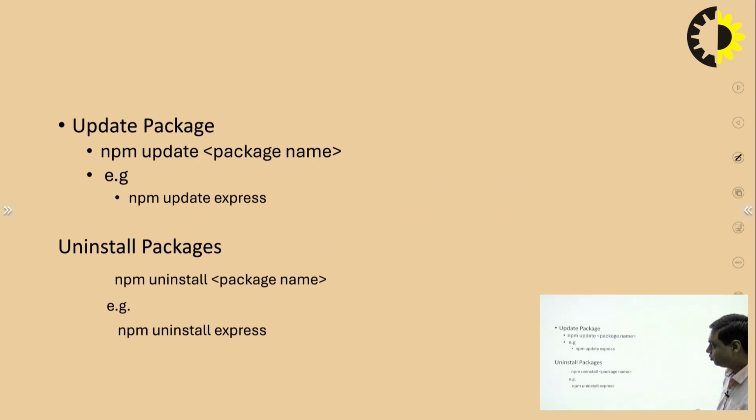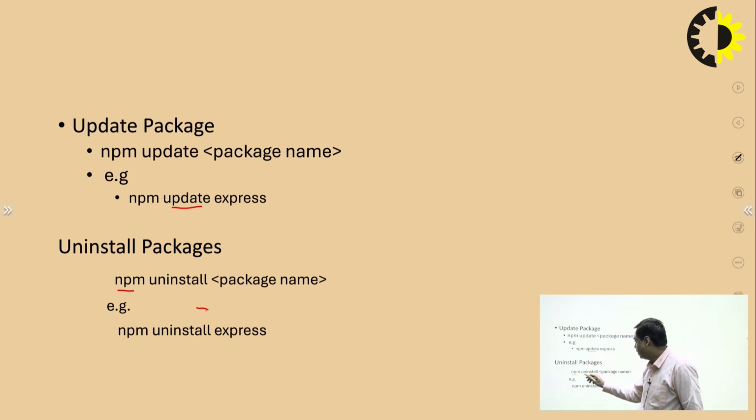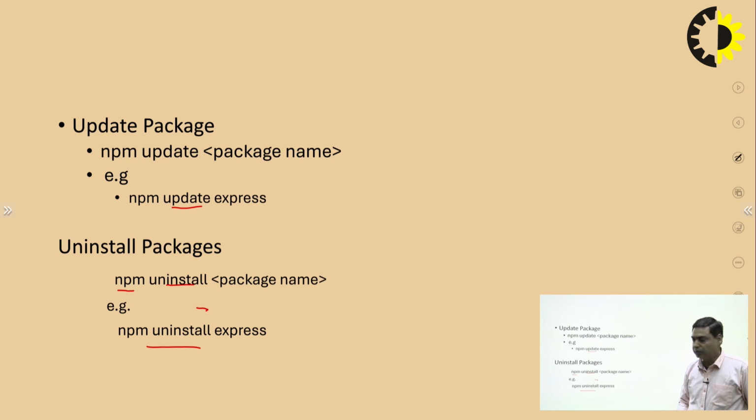Next, if you want to update a package which is already installed and you want the latest version of it, you will use the update keyword: write npm update and give the name of the package. If you want to uninstall a package, simply write npm uninstall and give the name of the package. This is the example: we have already installed the express package and we use npm uninstall express.